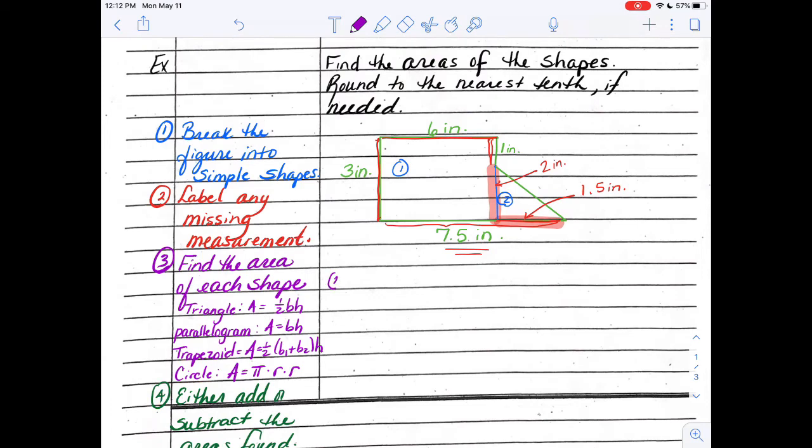So let's start with the rectangle, that parallelogram. Area is base times height. We've done that before. And the base of that rectangle is 6. And the height of that rectangle is 3. Well, 6 times 3 is 18 inches squared. So I know this much is 18 square inches. So that's what we have so far.